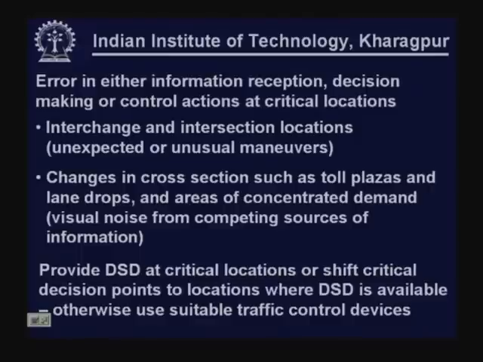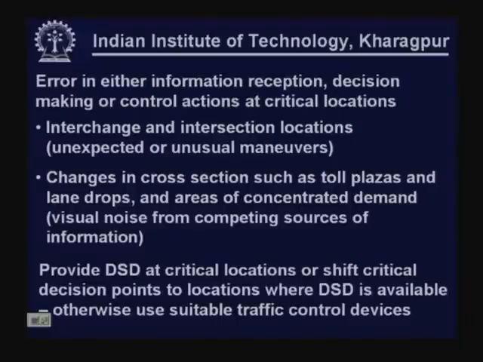So, in those conditions, decision sight distance is provided, which gives a sight distance value higher than the stopping sight distance. So, the idea is at all complex or critical locations provide decision sight distance, in short DSD, or shift critical locations to places where decision sight distances are available. If none of these options are acceptable, meaning they are not practically possible because of site conditions and other constraints, then suitable traffic control devices should be installed to warn drivers about the possible condition.